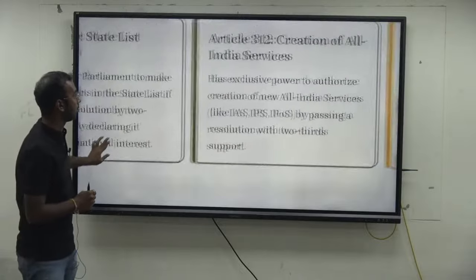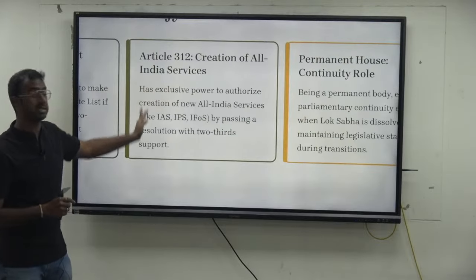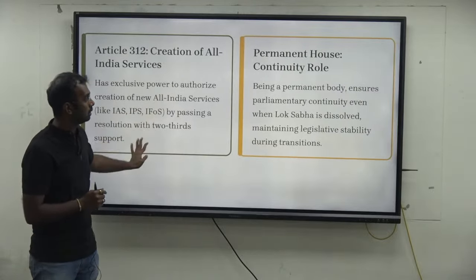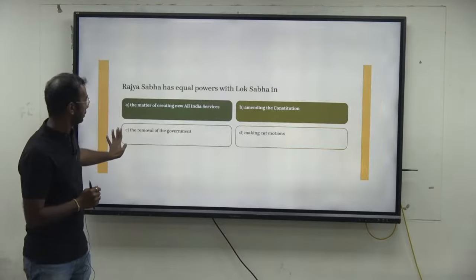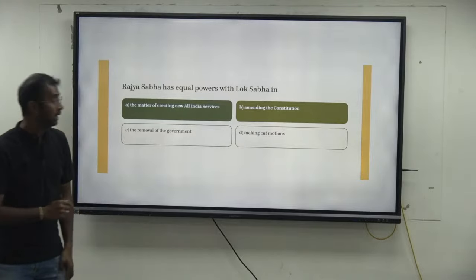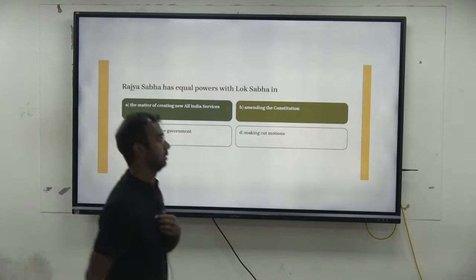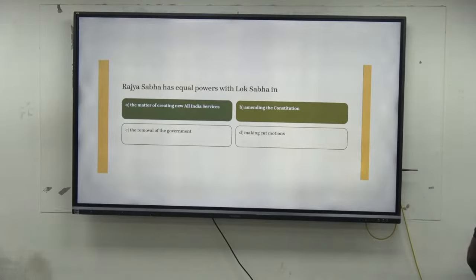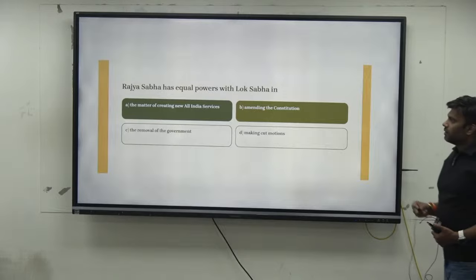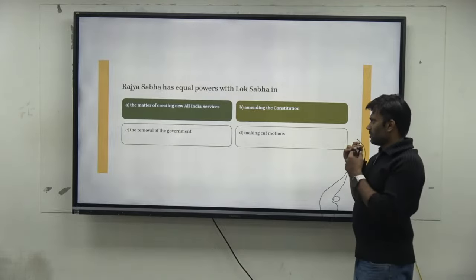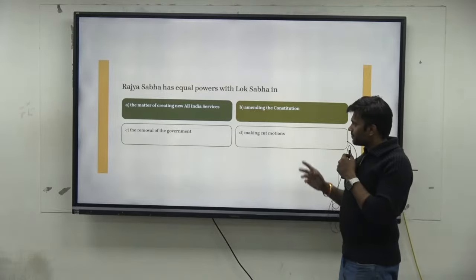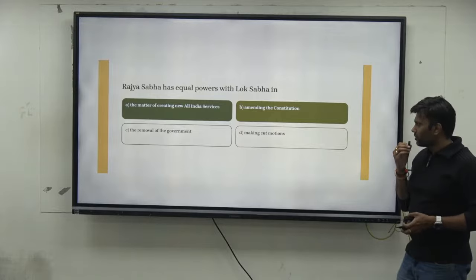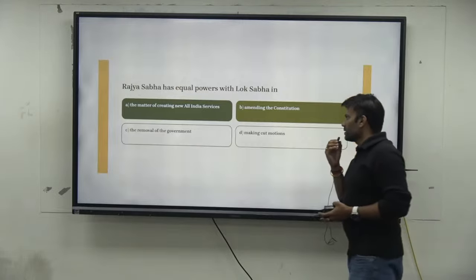Let us come to the next topic. Creation of All India Service, exclusive power to Rajya Sabha, and also it's a permanent house and a continuous role. Yes. What is the answer? Nikhil sir. Rajya Sabha has equal powers with Lok Sabha in which of the following matters they have told. So one is matters creating All India Service, amending the constitution, the removal of the government, making cut motions.